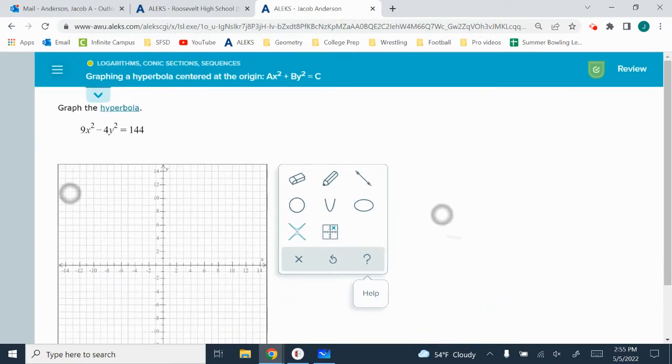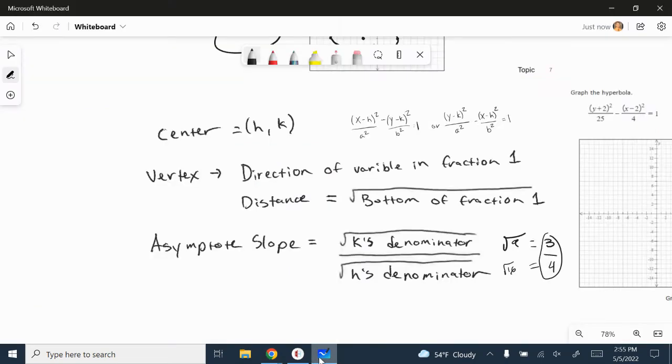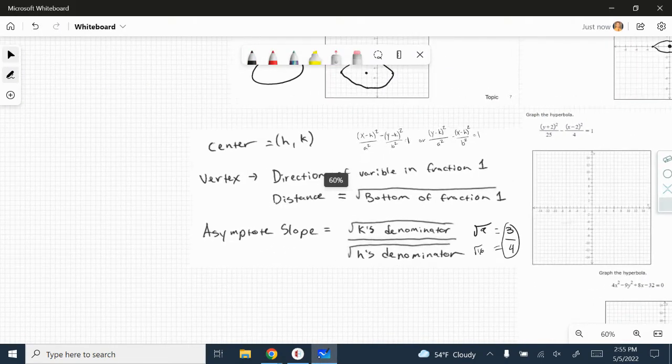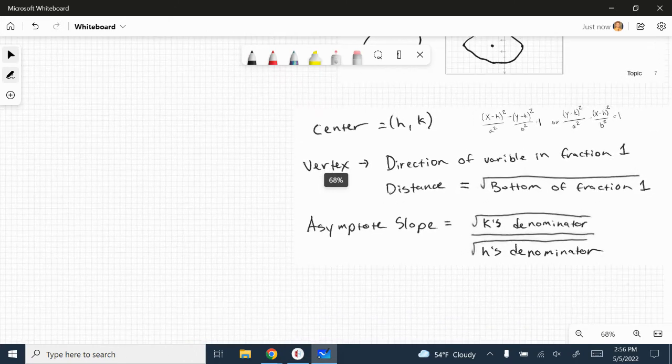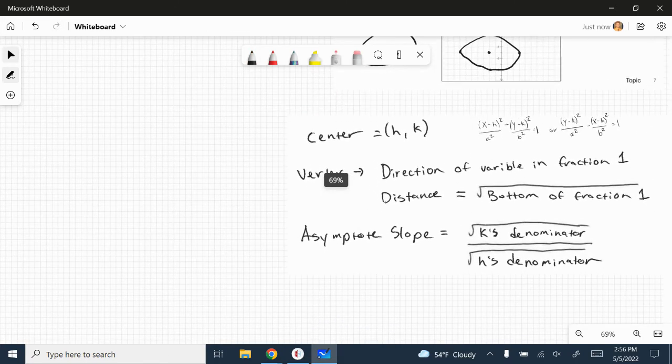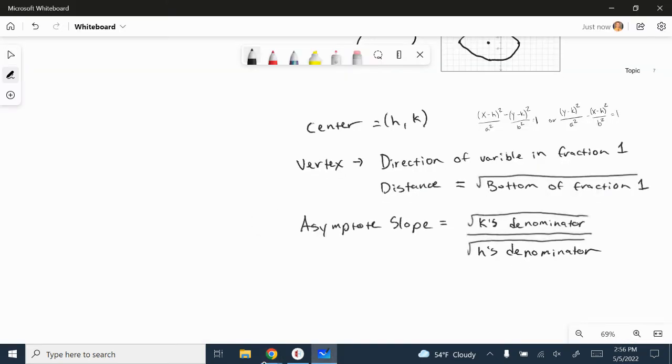And this is going to be really tough for me to do on this screen. I'm trying to figure out how to do that. Well, I'm going to have to go into this actually. So I'm going to erase this stuff from the last problem. And then I'm going to do it over on the side. Okay, so what was that equation? It was 9x squared minus 4y squared equals 144. That's the problem we're going to do.